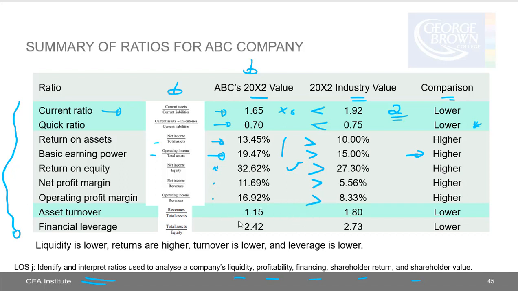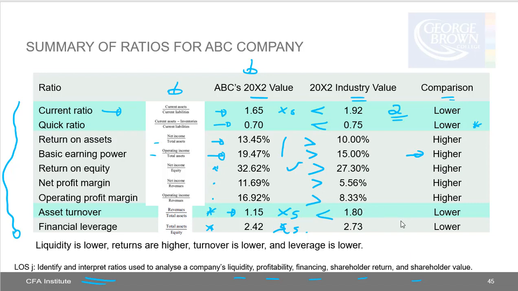And now, again, don't forget, when we're looking at asset turnover and financial leverage, you can see these are ratios that are in terms of times, not as percentages. That's one thing to be aware of. Revenue divided by total assets, and you can see we're lower.